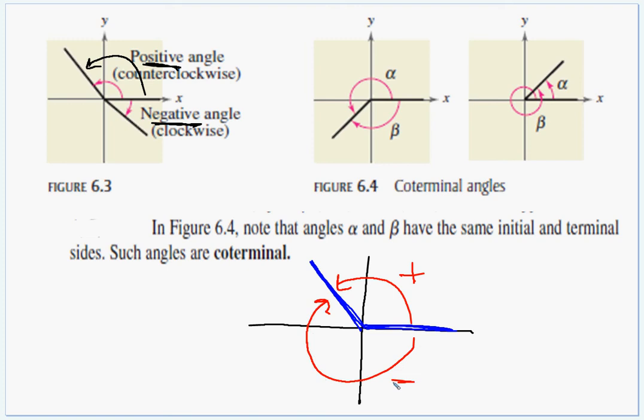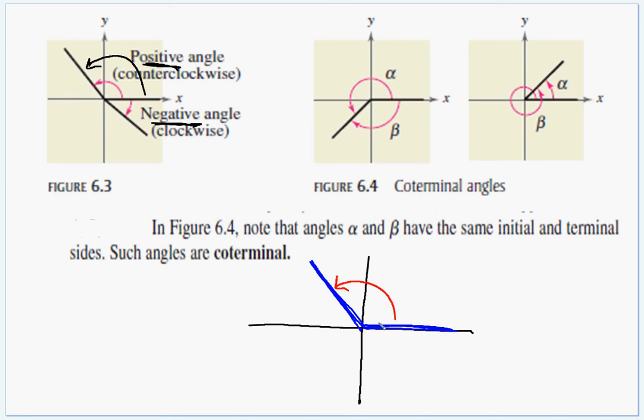So this would be a negative angle, but they do have the same initial side, they have the same terminal side, so those angles would be coterminal, one positive and one negative. Now another type of coterminal angle, notice when I drew this red arrow, I just opened it up that much. I went from my initial side to my terminal side.